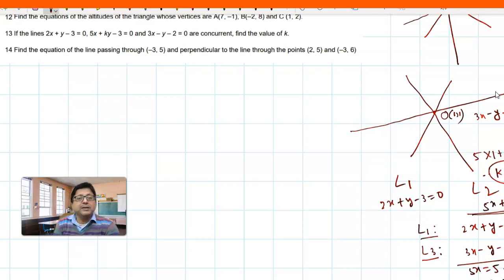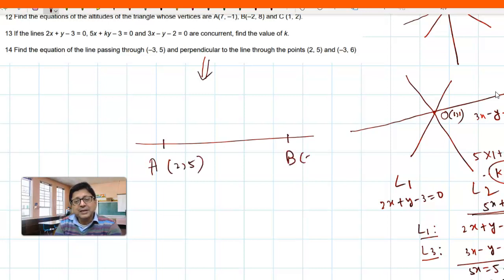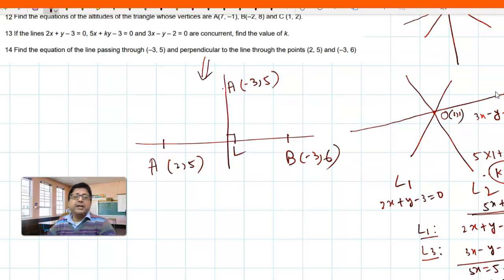Next, how to find the equation of a line passing through a point and perpendicular to the line through two other points. It is very easy to find. Take 2 points, A (2, 5) and B (minus 3, 6). The line passes through this point, draw a perpendicular here. AL is the perpendicular.